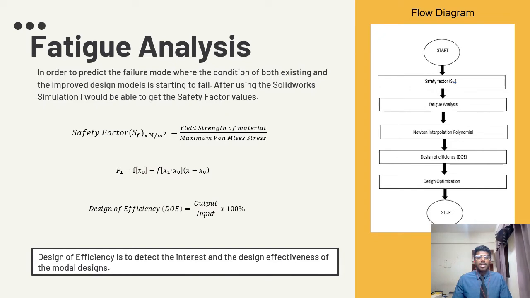So after collecting the data, we will then calculate the fatigue analysis. First we will be calculating the safety factor, which is the yield strength of material over maximum von Mises stress. Next we will be using the Newton interpolation polynomial in order to calculate the exact stress when the material was undergoing failure, which is the safety factor at 1. And then after that, we'll be using the values for both the improvement and existing design, then we'll be calculating the design of efficiency.